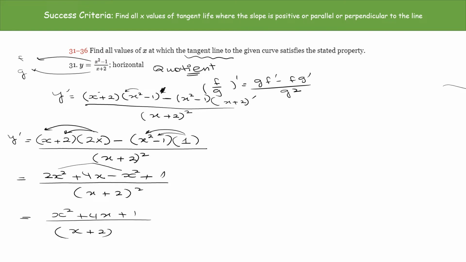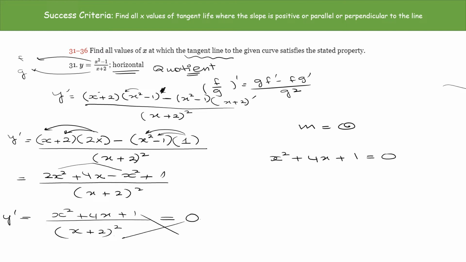Now when the slope is horizontal, it means that the slope is 0. So m equals 0, which means make the derivative equal to 0. So make the equation equal to 0. Cross multiply, so the denominator multiplied by 0 gives you 0, so we are left only with the numerator. Now you can write it directly in the calculator to factor it, or you can be with me and use the quadratic formula to factor it.